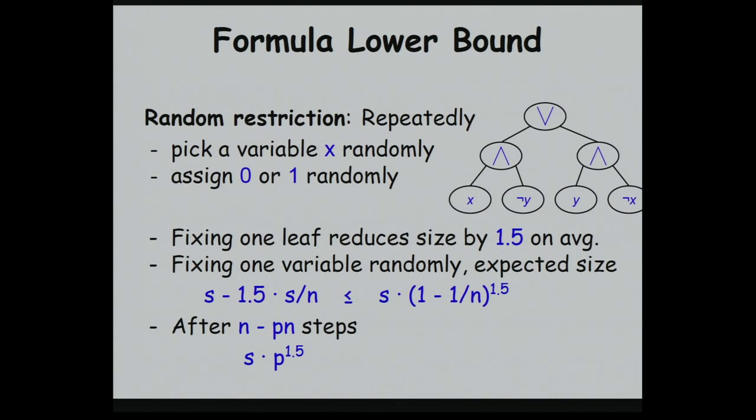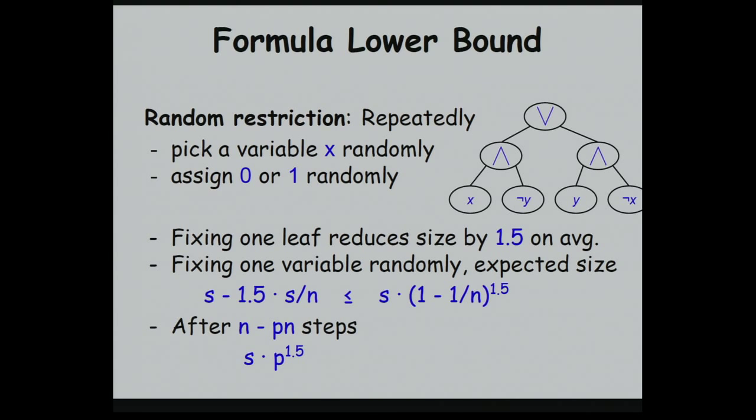So here I'm considering De Morgan formulas. It's just a binary tree where the internal nodes are AND and OR gates, and the leaves are literals. For the random restriction, I want to do it step by step. You repeatedly pick a variable randomly and randomly fix it to be either 0 or 1.